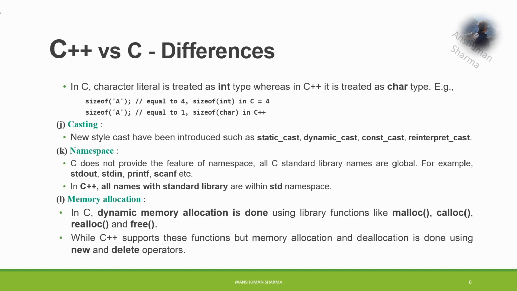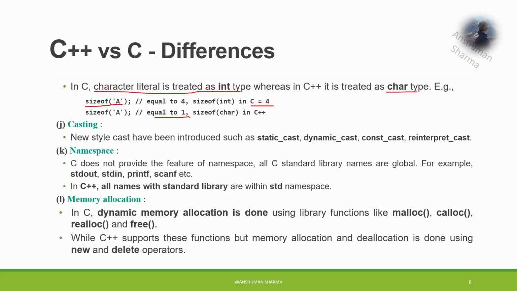Then again, if you write sizeof of a character literal, and you determine the size in C, it turns out to be 4. It is of type int. So in C, a character literal is treated as integer type, whereas in C++ it is treated as a char type. Therefore, it is equal to 1 in case of C++.